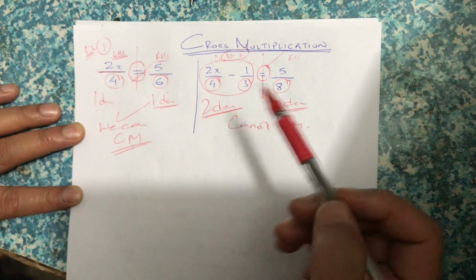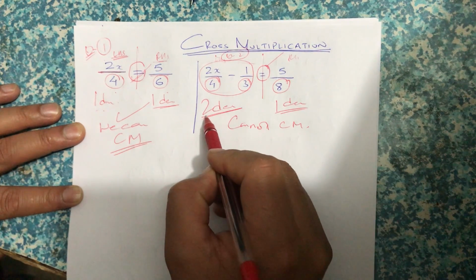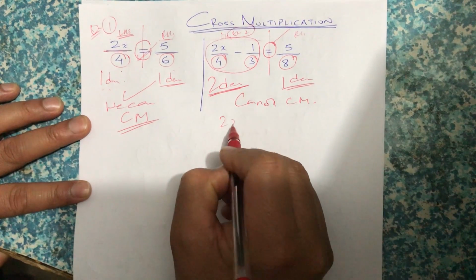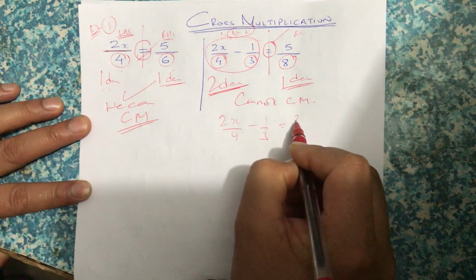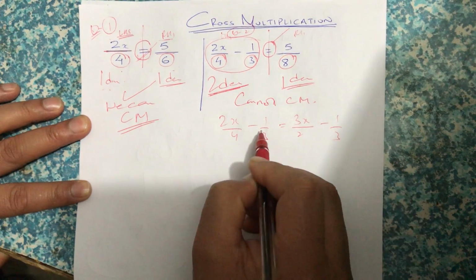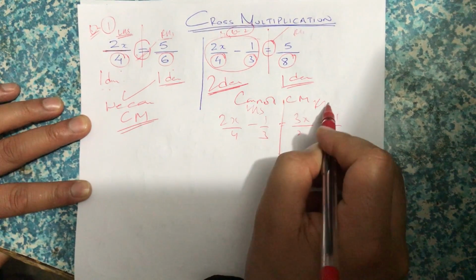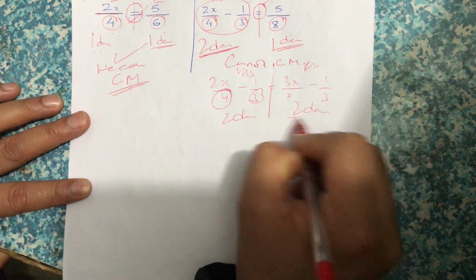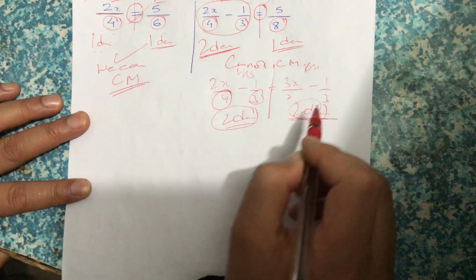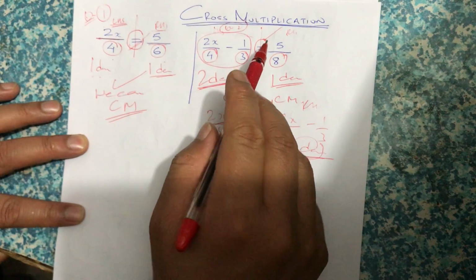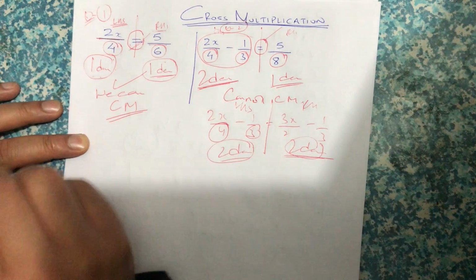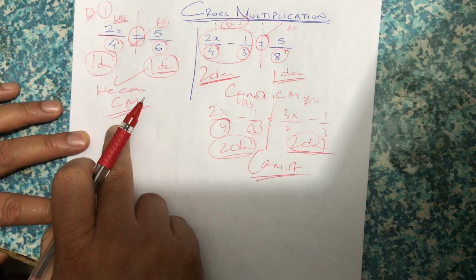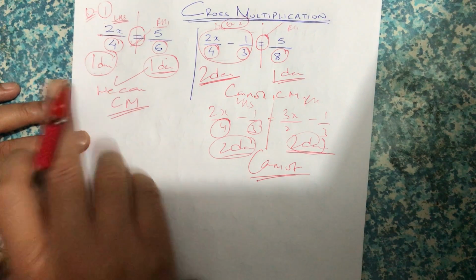If I have a question where one side has two denominators and the other side has one denominator, or I may have something like 2x by 4 minus 1 by 3 is equal to 3x by 2 minus 1 by 3. Over here, this is the left hand side, this is my right hand side. Over here also, what do we have? We have two denominators. Over here also we have two denominators. Though they are both two denominators, my condition for cross multiplication says there should be only one denominator. So over here also we cannot cross multiply. So over here we can cross multiply. How to cross multiply, that we are coming to.